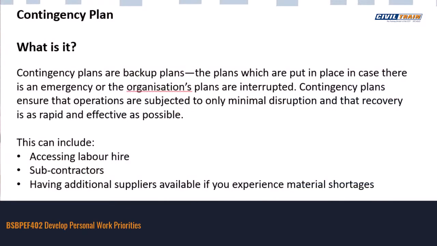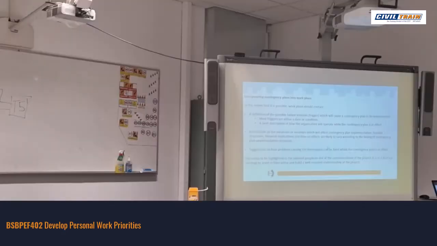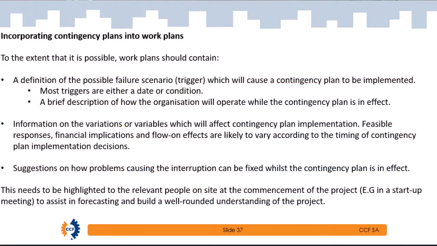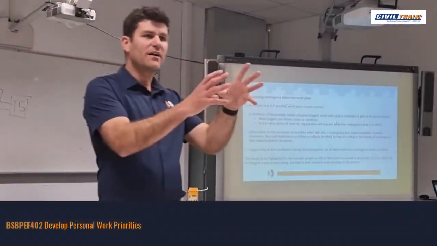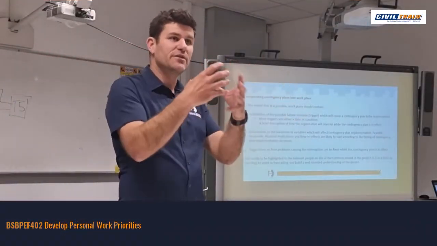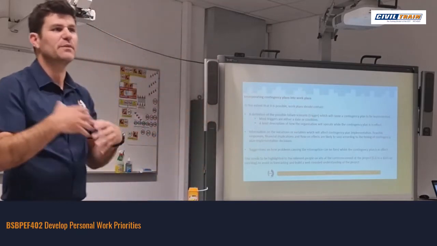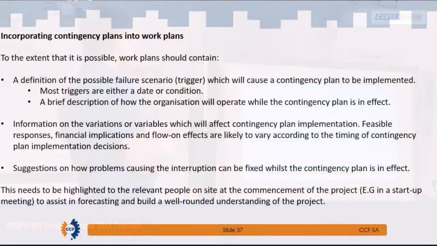Contingency, it's backup plans. Plan B, accessing labour hire, subcontractors for skill sets, have initial supplies available if you experience material shortages. So again, stuff that we already consider. Wet weather, having other activities that we can jump to. As I said, obviously we always want to get back to that critical path, but by being able to reallocate resources in other areas, we can keep the works progressing. So the importance of contingency plans.